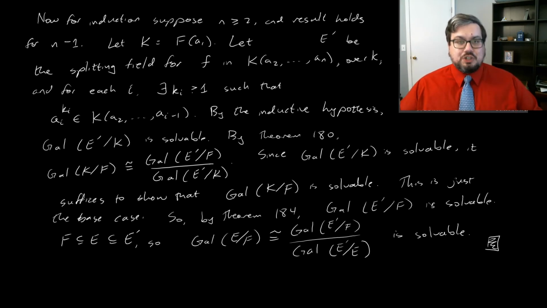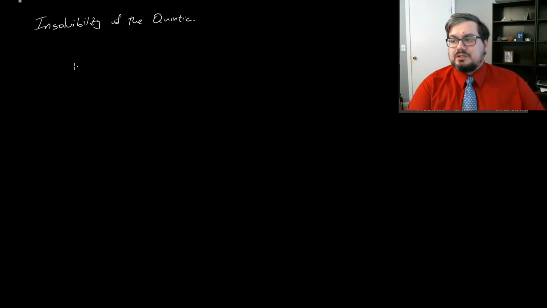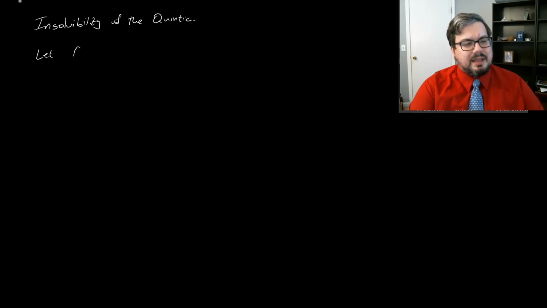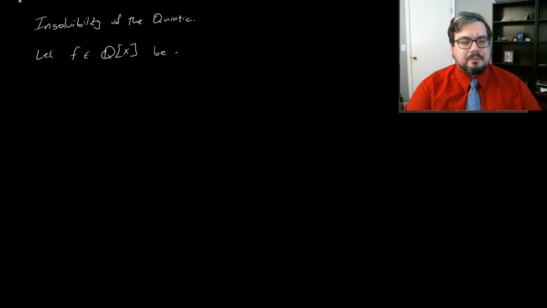So we can use this to show that a quintic formula, a formula in radicals for the roots of a degree 5 polynomial, cannot exist. So let's see how that goes. This is often called the insolvability of the quintic. Let's let f be an irreducible polynomial with rational coefficients of degree 5.